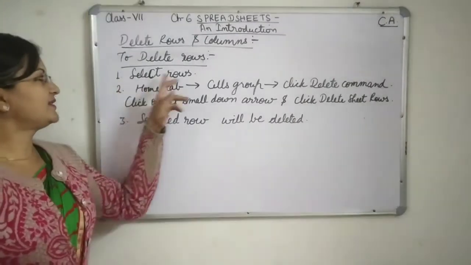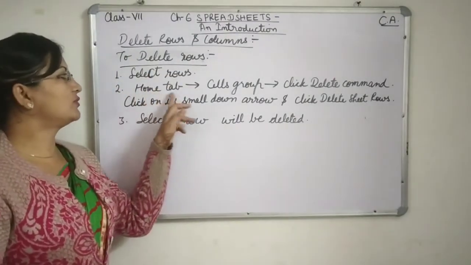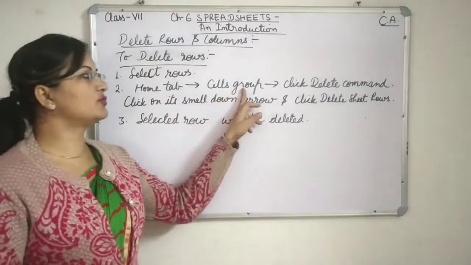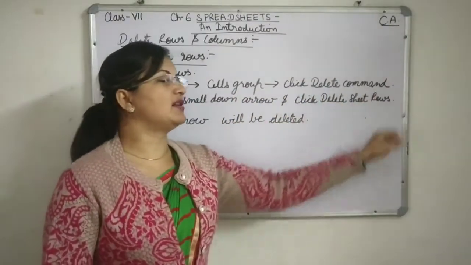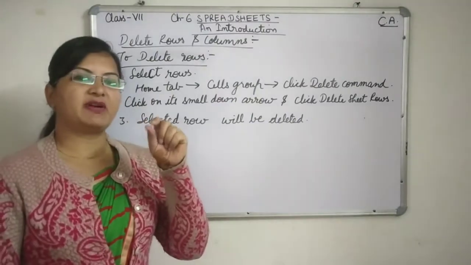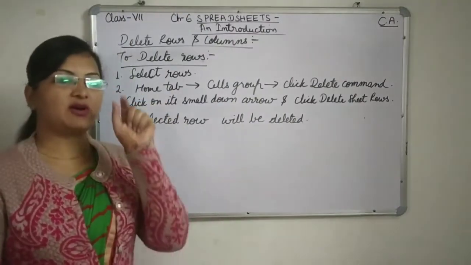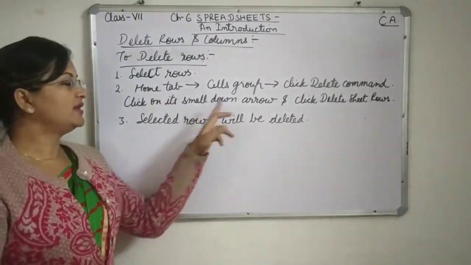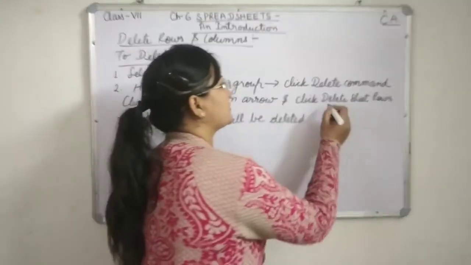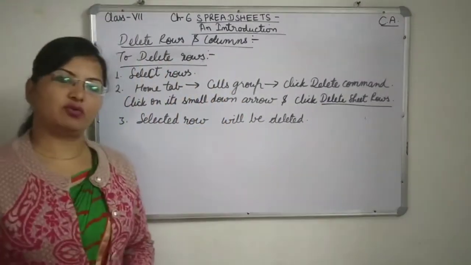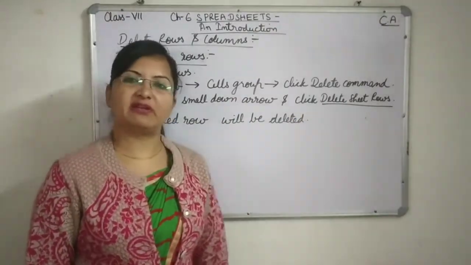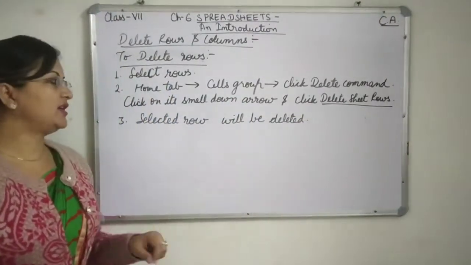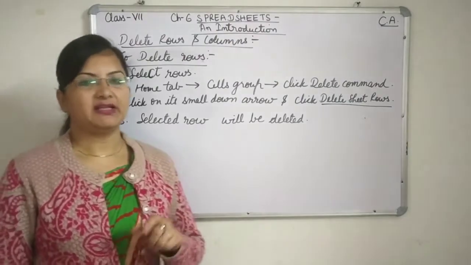So, select the row. Then after that, go to the Home tab. Then go to the Cells group. And then you have to click the Delete command. Near the Delete command, you will be able to see a small drop down. You have to click on the small drop down. Then you have to choose the option Delete Sheet Rows. When you click on it, the selected row will be deleted.